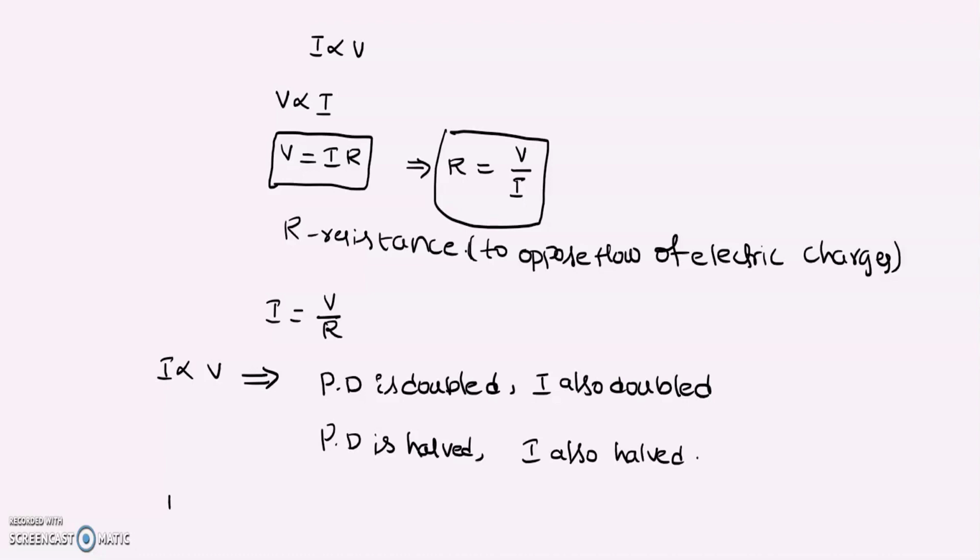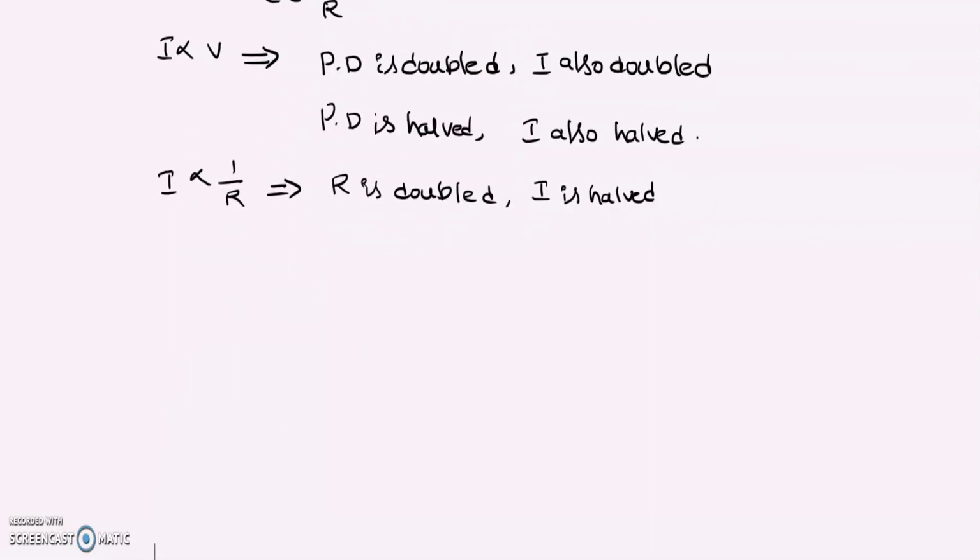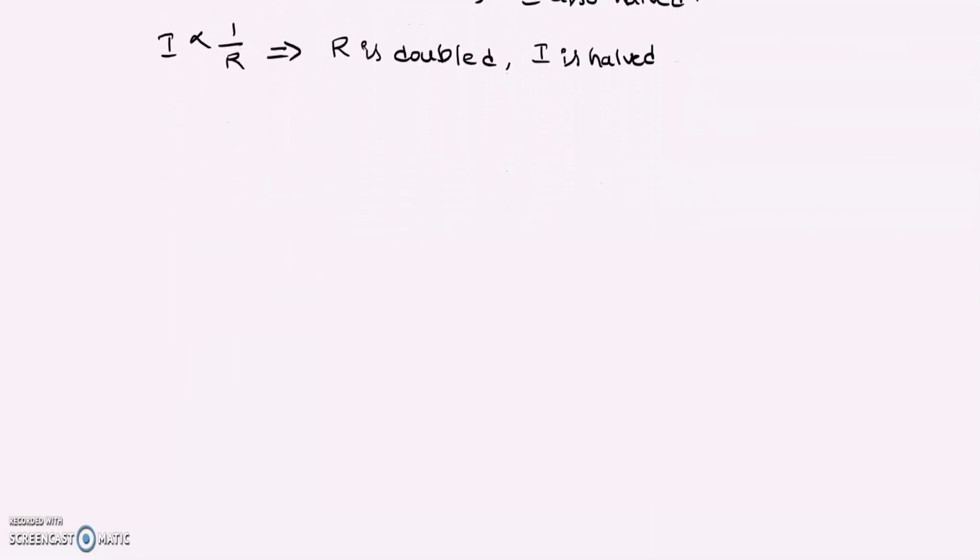Next, the current is inversely proportional to the resistance. If the resistance R is doubled, the current gets halved. If the resistance is halved, the current gets doubled.